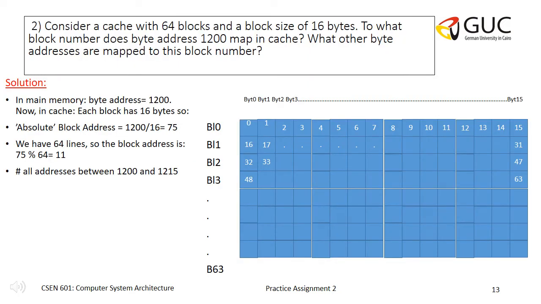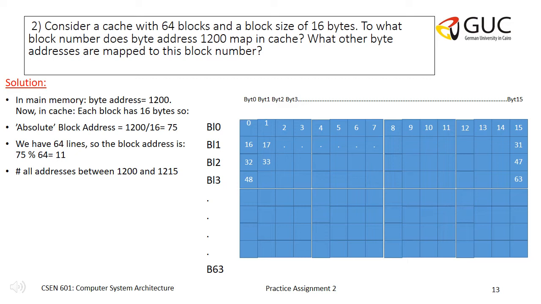So, question 2. Consider a cache with 64 blocks and a block size of 16 bytes. To what block number does byte address 1200 map in the cache? What other byte addresses are mapped to this block number? In order to understand this question, we need to read it slowly and try to draw it.